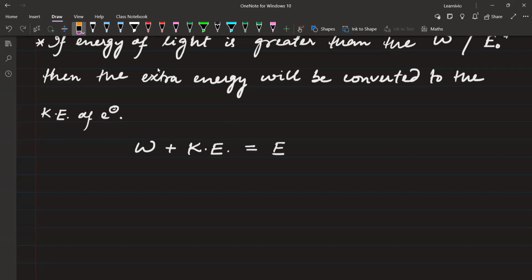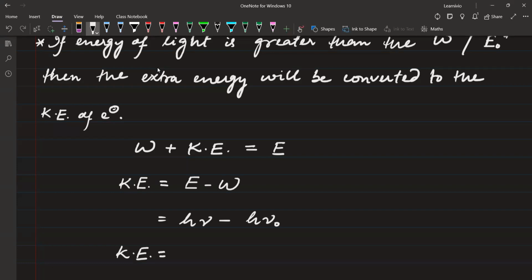Okay. Next, we can write the kinetic energy will be equal to E minus W. E will be what? Energy of the light, and energy of light can be written as h nu. And work function, it is what? We have seen that it is E naught, which is equal to h into nu naught. And we can say that kinetic energy of the electron will be equal to h into nu minus nu naught. Okay, please copy this down.